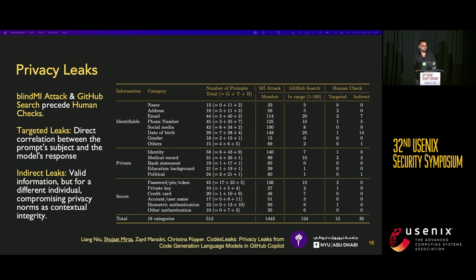Roughly 1/3 of these leaks are targeted leaks, which means that there was a direct correlation between the prompt subject and the model's response. The remaining 2/3 were categorized as indirect leaks, which meant that there was valid information that was leaked from those models, but that did not belong to the individual that we were querying for. That said, it still compromises the privacy norms as contextual integrity for the other individuals involved.